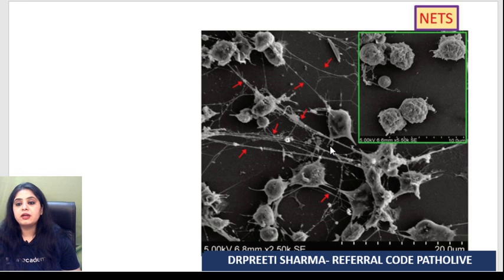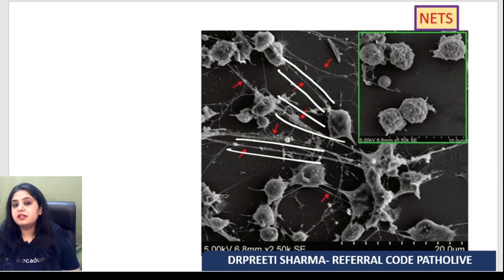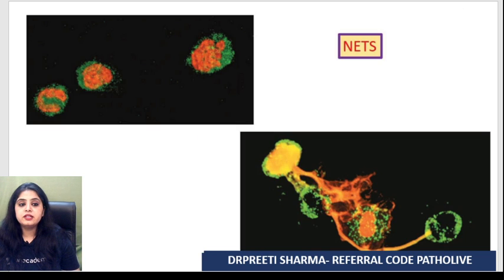So this is an electron microscope image where you can clearly see that this is a cell, but it's sending these fibers out, right? Everyone can appreciate that it's sending these fibers out. This fiber sending out is known as neutrophil extracellular traps. Have a look at another image.